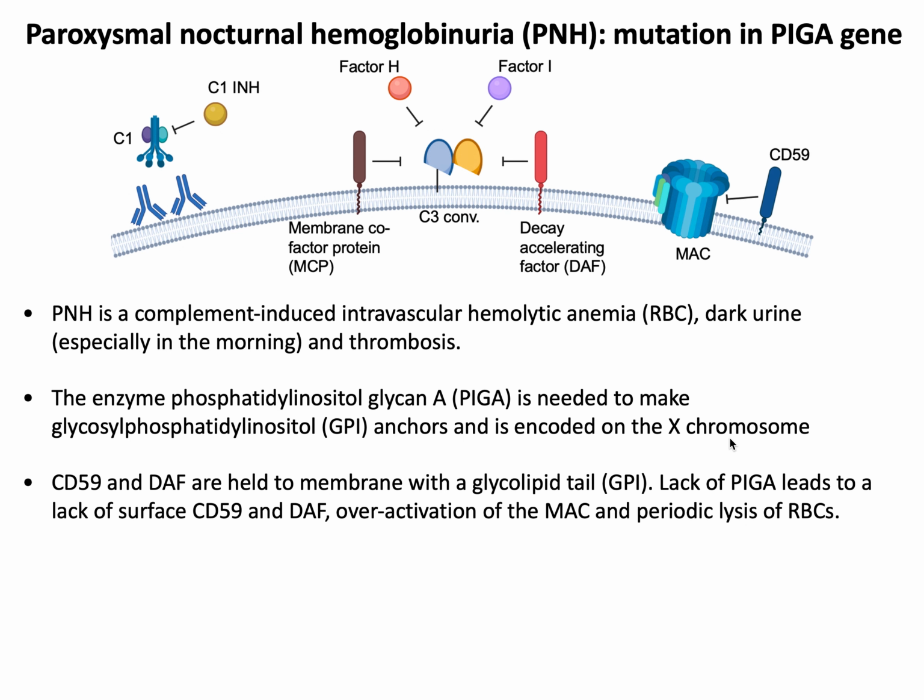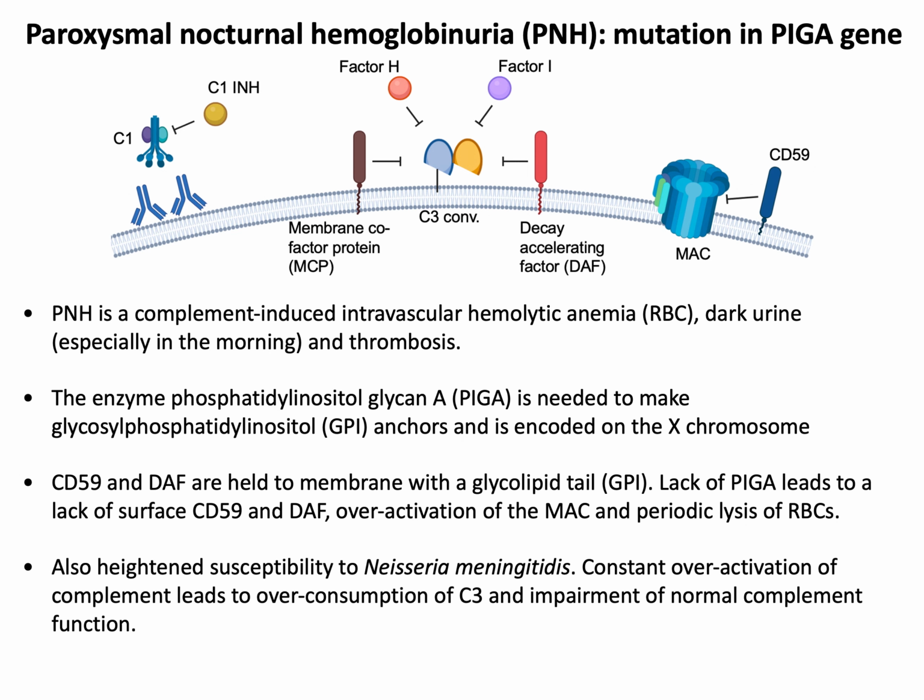and also is encoded on the X chromosome. It turns out that 2 of these inhibitory proteins, CD59 and DAF, decay accelerating factor, use GPI anchors to connect to the cell membrane. And so in the absence of this gene, you can't add these GPI anchors, and these 2 molecules are not expressed on the cell membrane. And this leads to overactivation of the membrane attack complex and periodic lysis of red blood cells.